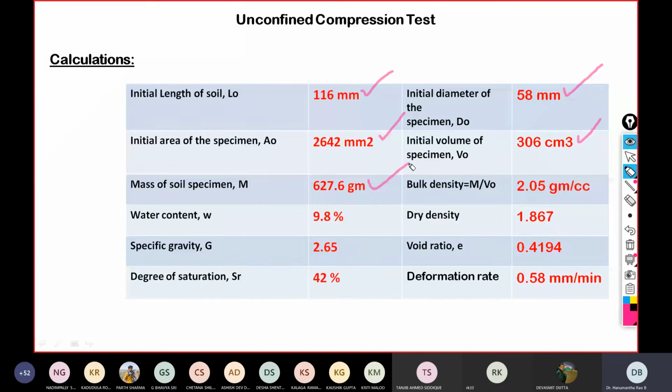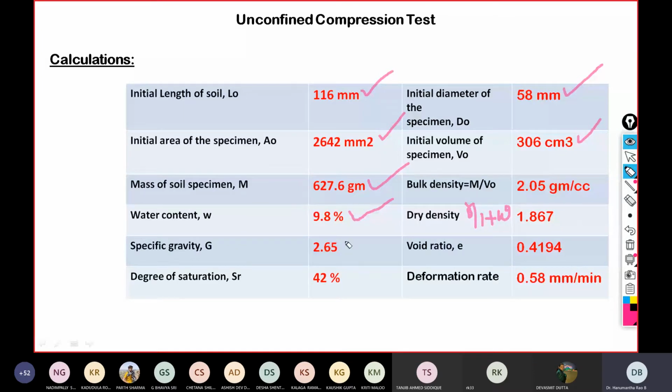So I know the mass, I know the volume. I can calculate the bulk density, mass upon volume. So 2.05 gram per cc. Now, since I know how much amount of water has been added, I have determined the water content. Once I know the water content, I can determine the dry density, which is nothing but gamma divided by 1 plus water content. Gamma D is equal to gamma by 1 plus water content. So I can calculate the dry density.